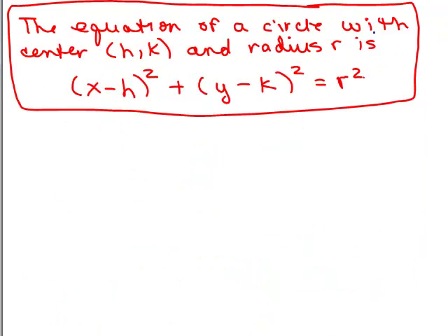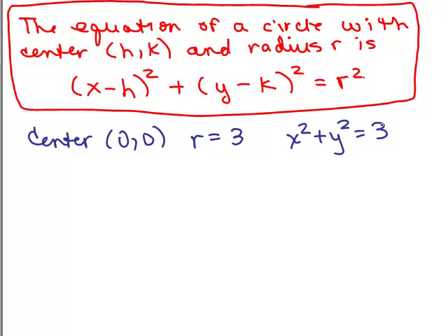So the equation of a circle with the center (h, k) and the radius r is given by this equation: (x minus h) squared plus (y minus k) squared equals r squared. All right, now in the first video we talked about a center of (0, 0), and let's say we had a radius of 3. How would we write that equation? Remember, it was simpler. We just said x squared plus y squared equals 3 squared, or 9, right? Well, we could plug that into this formula as well.